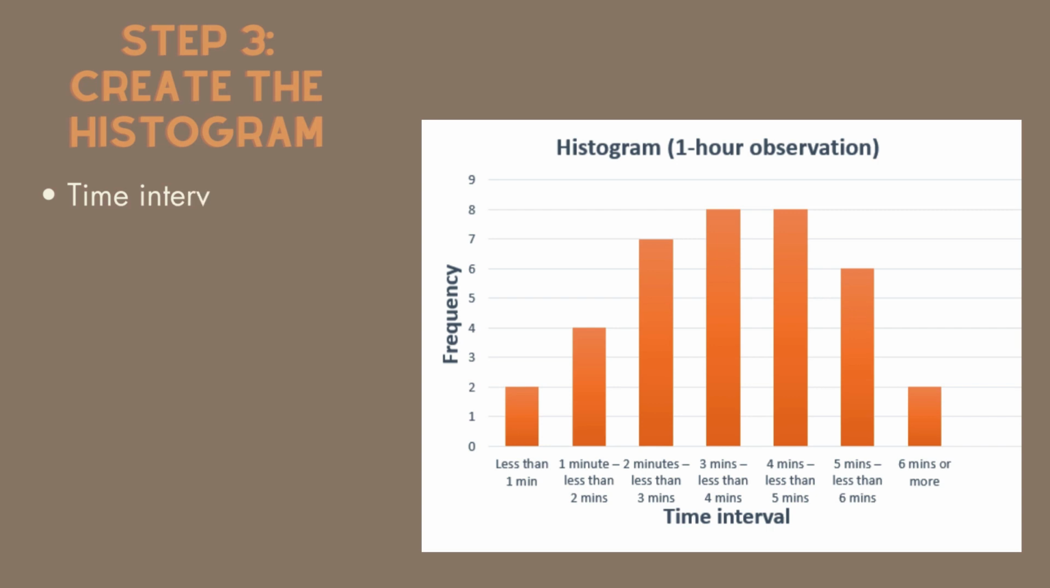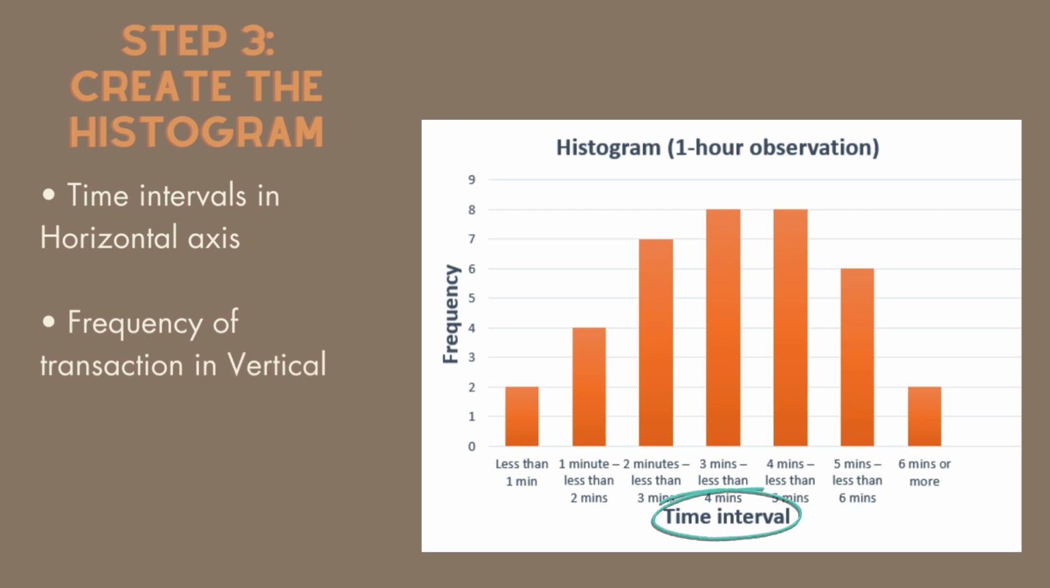Step 3 involves creating a histogram with time intervals on the horizontal axis and the frequency of transactions on the vertical axis. This graphical representation provides a clear visualization of how often transactions occur within each time interval, aiding in the analysis of processing time distribution.